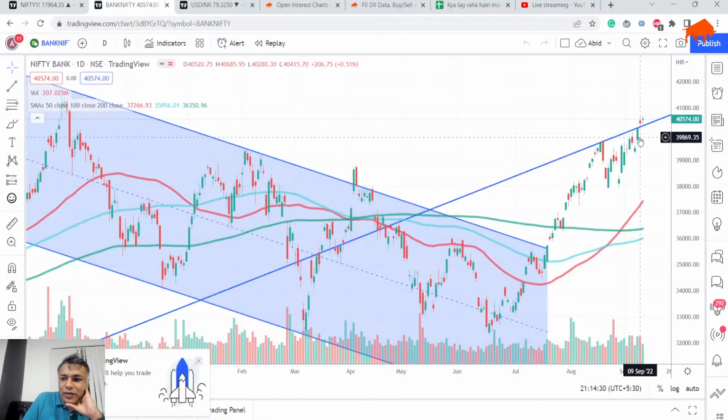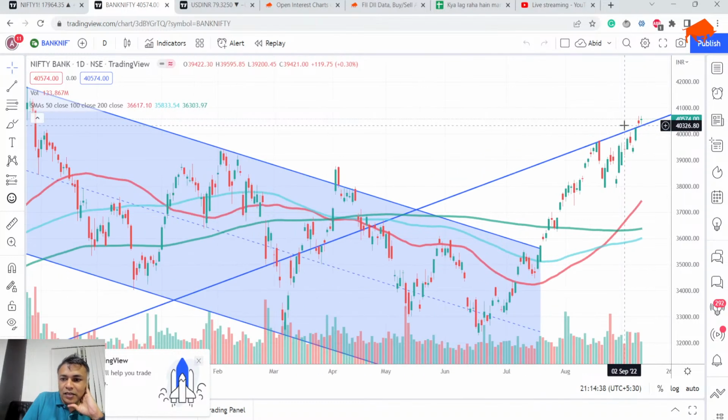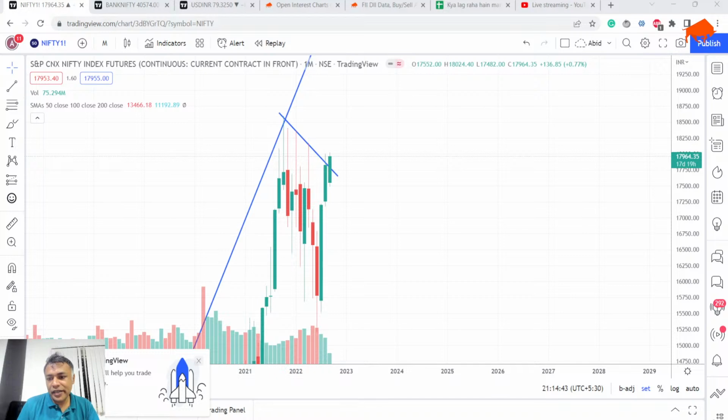Even in Bank Nifty, we know that this is a trend line we were watching for. Again, if you look at it, it broke out, came back, touched the bottom of the trend line and then started going up again. So Nifty, Bank Nifty, everything is bullish without question right now.